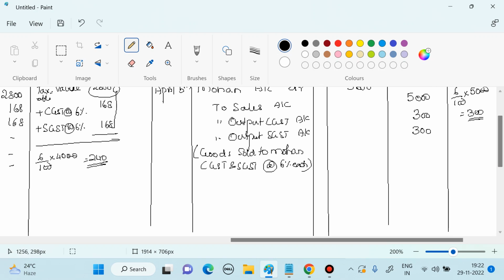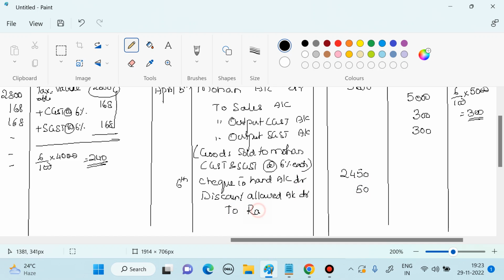Therefore, we will pass a journal entry for that. April 6th, check in hand account debit 2,450 per check is received and discount was given to him. So it is discount allowed account debit 50 rupees and it was related to amount due from Rakesh. So to Rakesh account 2,500. So this is for check received and discount allowed. Is this clear?